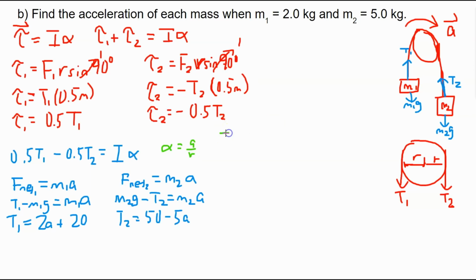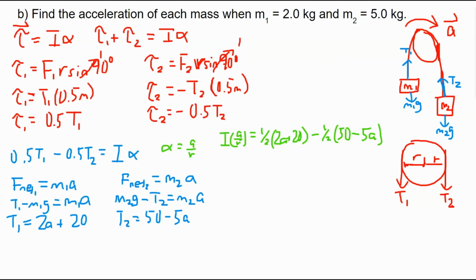We're going to have I times a over r is equal to half. I'm just going to write the fraction so I can save space. 2a plus 20 minus half of 50 minus 5a. And I apologize for how bad this looks. So, do you guys remember what the value of I was? It was told in the very beginning of the question. So, knowing the quantity of I as 5 kilograms times meters squared, let's apply it into this equation.